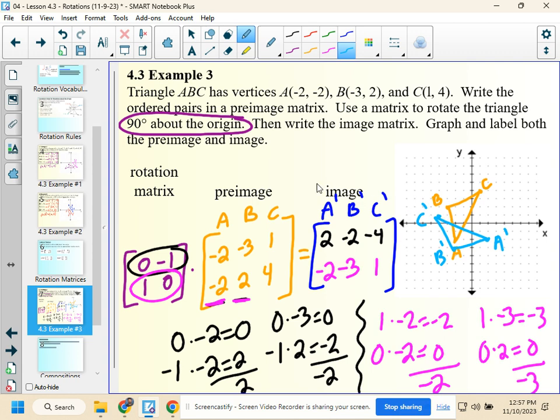So that's an example of using matrices to do a rotation. Okay. We're close. We're almost done. I got one more example here for us. It's not another matrix one. I feel like that's good enough with what we've been doing over the past couple lessons.